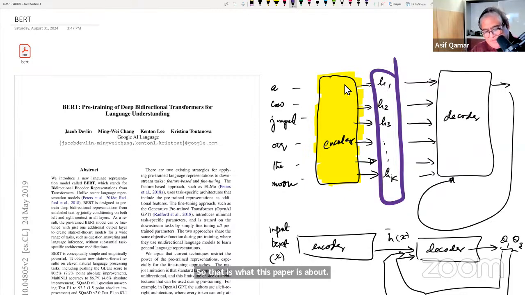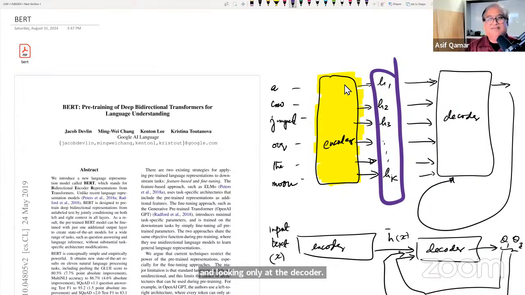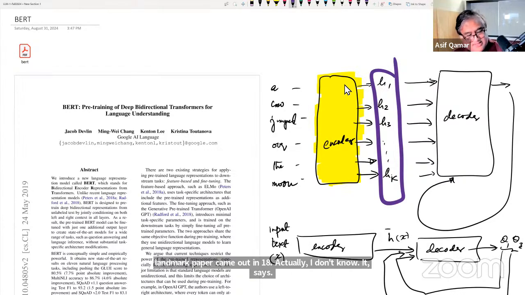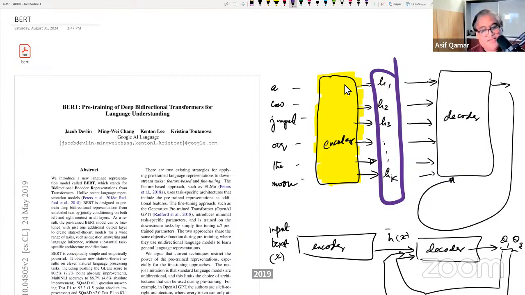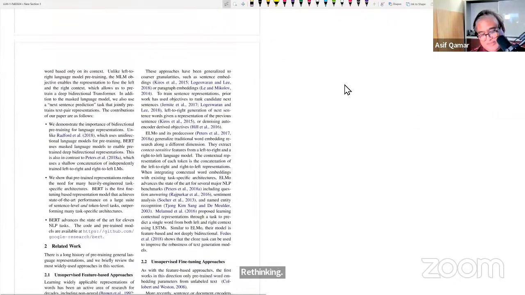The history of this paper is that people were trying different things. For example, there were people who were throwing the encoder away and looking only at the decoder because they were focused on the generative part. The GPT crowd, the GPT train. There was ELMo and so forth. So there was prior work being done. And somewhere around that time, this landmark paper came out in 2018, actually. I don't know, it's 2019, a later revised version, but this paper was quite a fast follow after the transformer paper, and represented the first big rethinking, or breakthroughs, in the field of transformers.